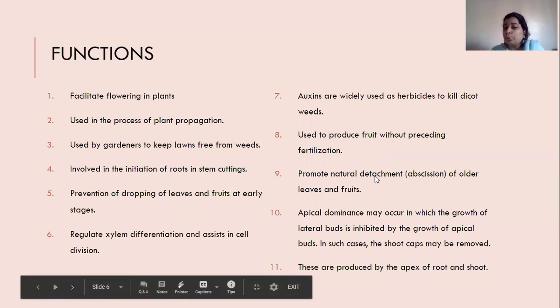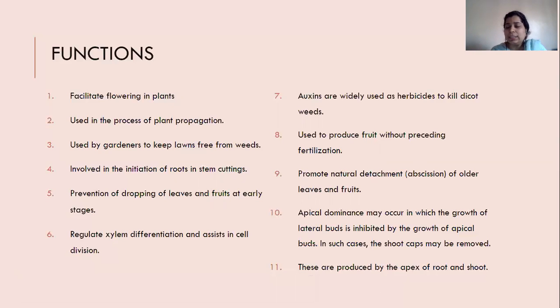It also promotes natural detachment of older leaves and fruits. Apical dominance may occur, in which the growth of the lateral buds is inhibited by the growth of apical buds. In such cases, the shoot tips may be removed. This is another function which we will discuss in detail later. These are produced by the apex of root and shoot. So with so many functions, you can understand the importance of auxin.